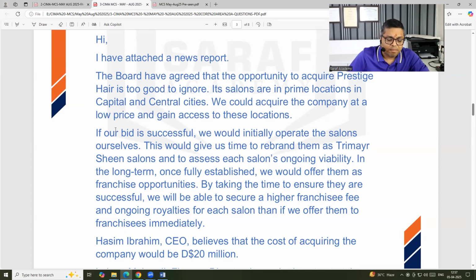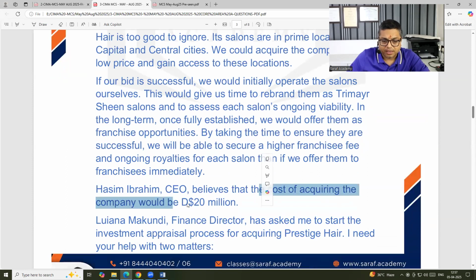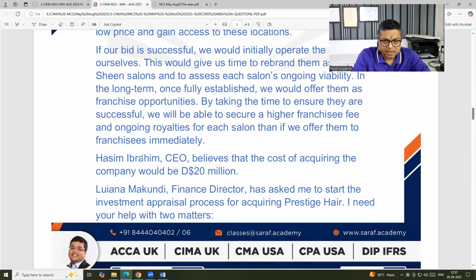Can't say, man. But still you can say that the CEO is saying that we will be able to acquire at 20 million. The CEO is not a mad person. He is the company's CEO, so we can understand he's saying something with logic. When we acquire, we will run it ourselves for some period, maybe 1 year, 2 years, we don't know. And wherever a salon is successful, we will offer the franchise at a good return, good franchise fee, good royalty, so that we get more and more income out of this model.